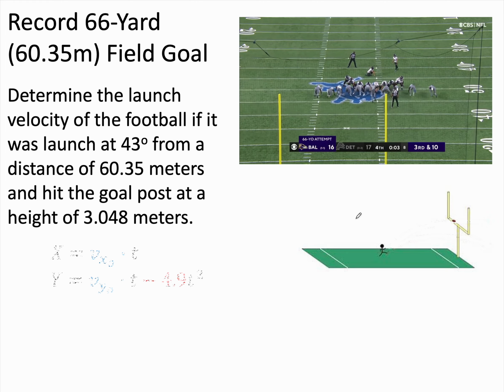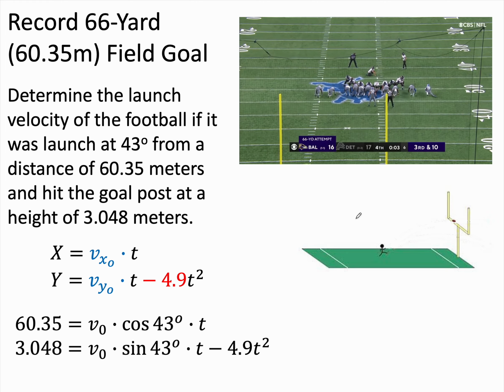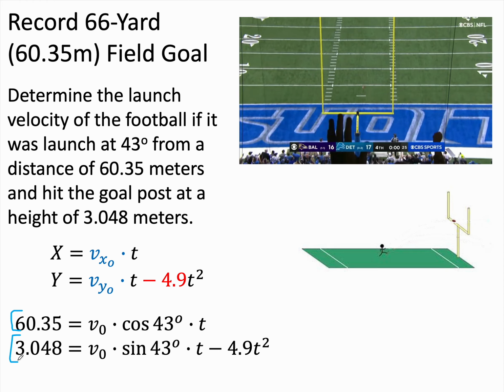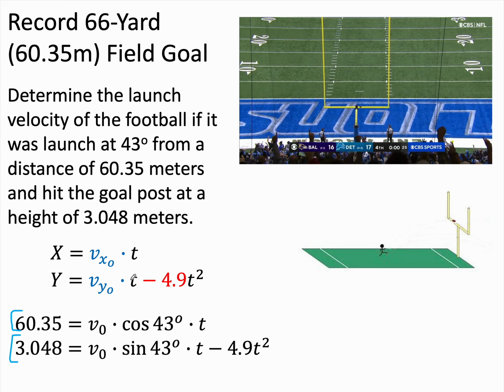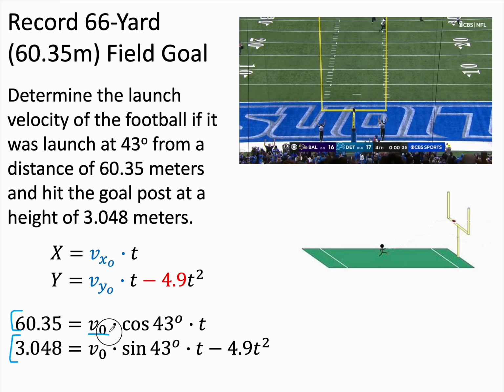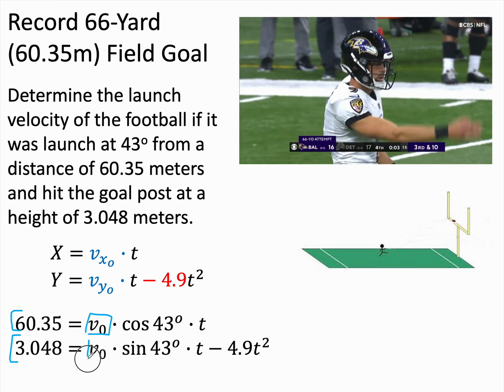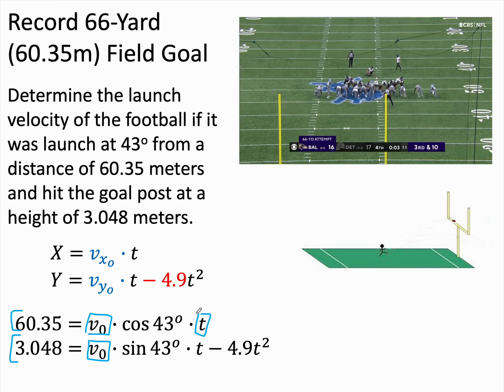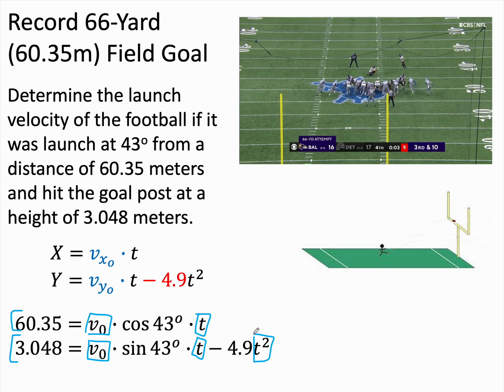But take a look at the math on this one. In this case, what do we know? We know the x position is 60.35. We know the y position is this. We don't know the launch velocity, nor do we know the time. So what do we have in this case? We have simultaneous equations, or a system of equations. We have 2 equations with 2 unknowns, time and initial velocity.